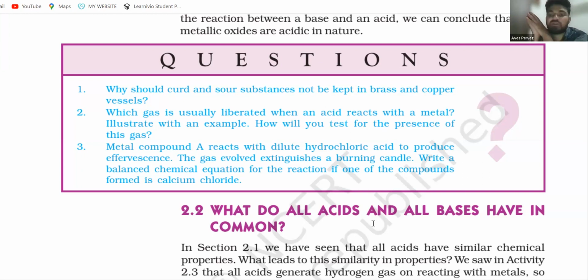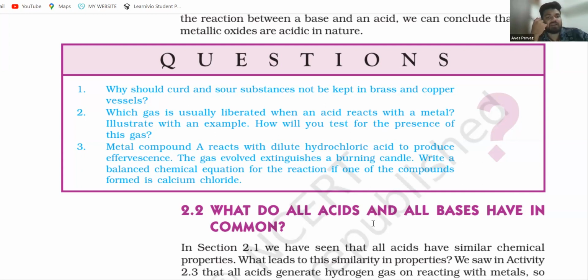It reacts with dilute hydrochloric acid to produce effervescence. Effervescence is spontaneous production of any gas, and whenever it is said effervescence, most of the time it is talking about carbon dioxide gas. Got it? So effervescence means faster or spontaneous production of any gas. A gas evolved can extinguish the candle. So which gas can extinguish the burning candle? Carbon dioxide.